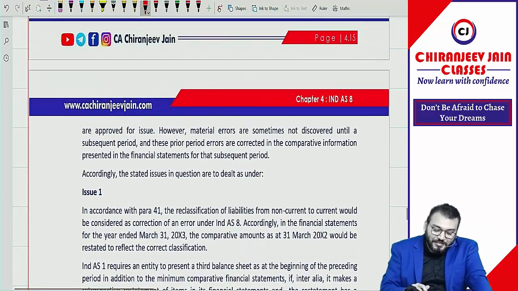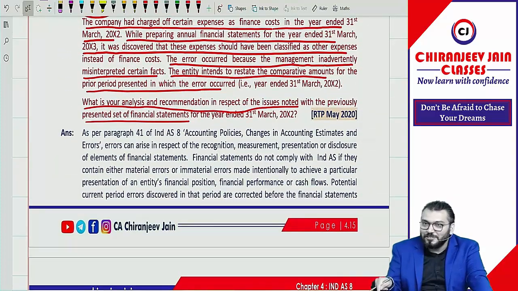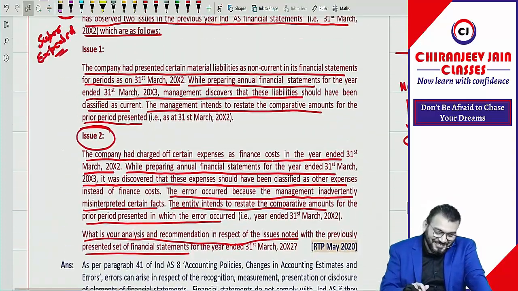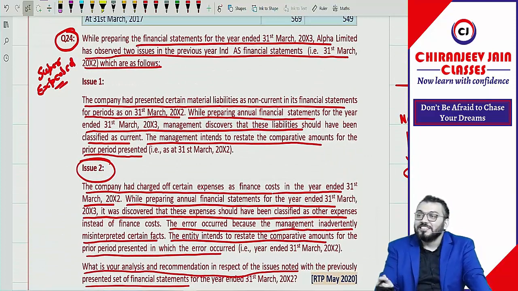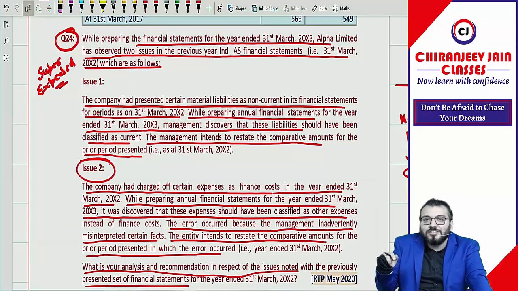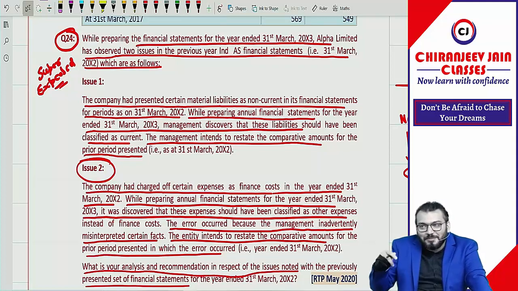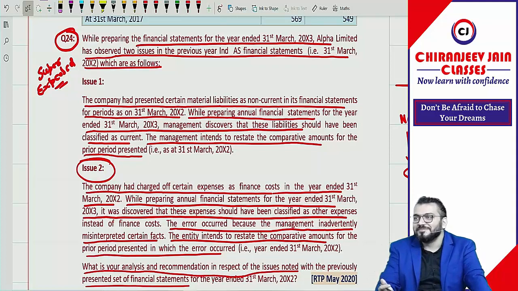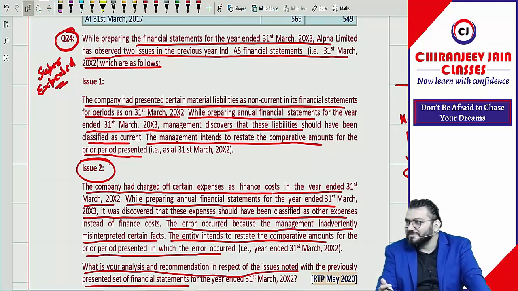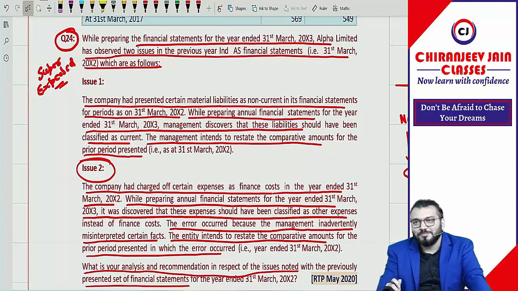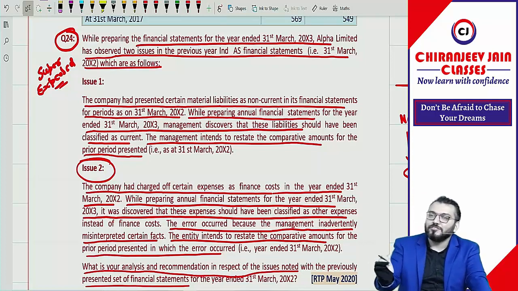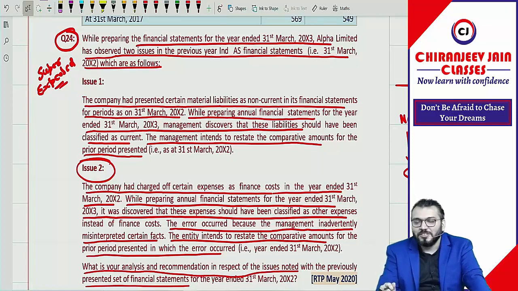Now the question is, have you read the issue number 1 solution? Not read? Issue number 1: last year there were some non-current liabilities which require reclassification into current liability. Now the question is whether the third balance sheet is required. No or yes? Prima facie no, but the answer is yes. Prima facie, if I am also a student, I will say no. But the answer is yes.